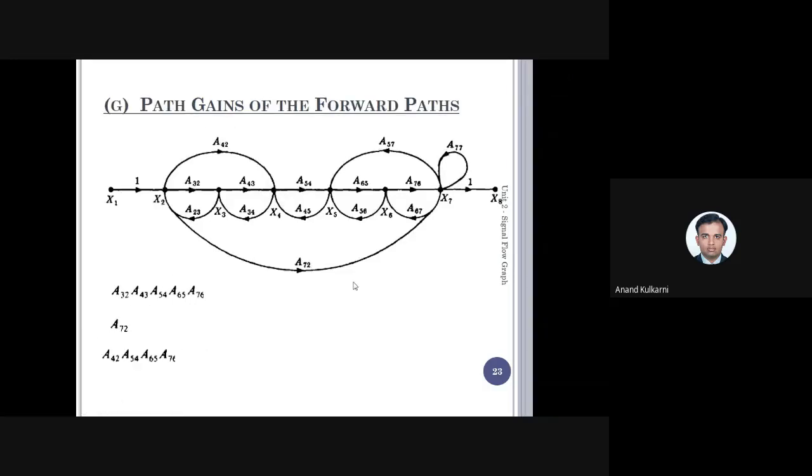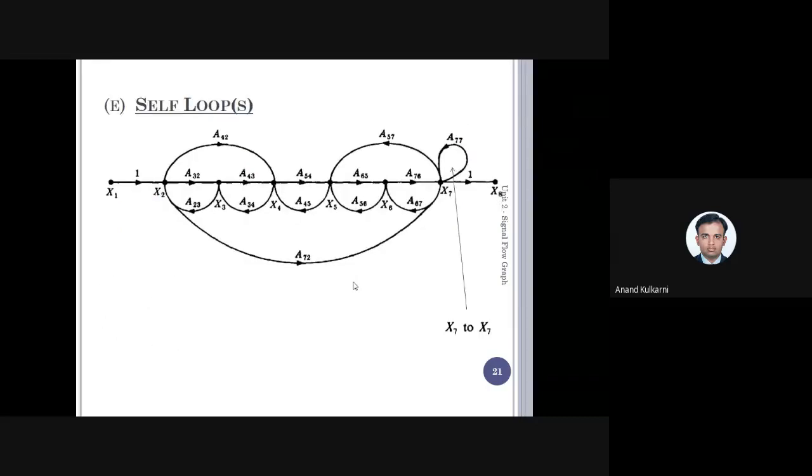And these are the forward paths. As we had seen, there are 3 forward paths and there are 3 forward path gains. Any doubts with respect to today's problem? Is it clear? Yes, sir.